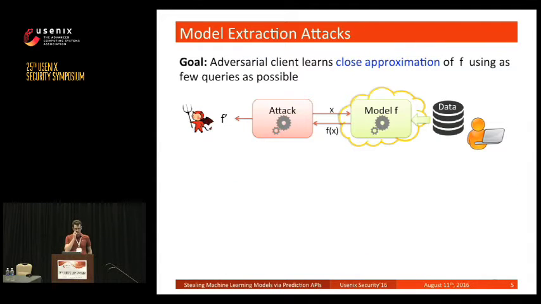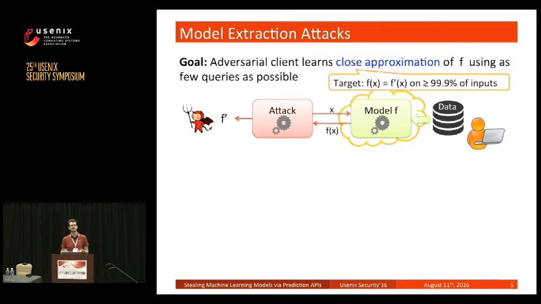So in this setting, we consider a new type of attack we call a model extraction attack. In this attack, an adversary interacts with a model in the cloud through its prediction API, and then tries to reconstruct a local copy of that model. We want this local copy to be very, very close to the target. By close here, you can think of something like 99.9% agreement in classification between the two models. So they're basically identical for most practical tasks.